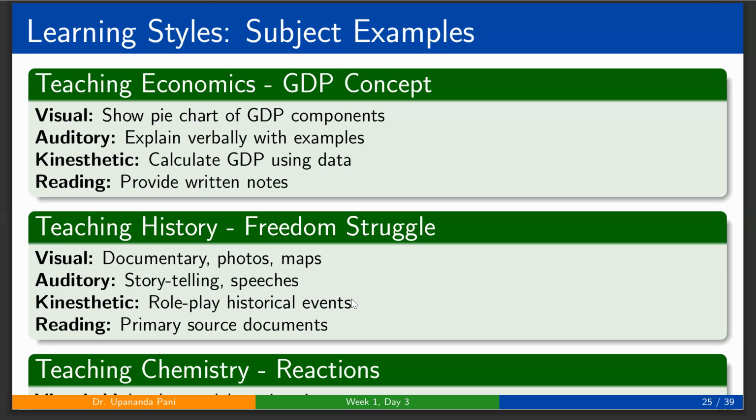Similarly, for teaching history, if you are teaching the freedom struggle, the visual aspect will be that we can show them a documentary, photos, and maps, and auditory is storytelling and speeches. Then kinesthetic is role playing historical events, and reading is primary source documents.